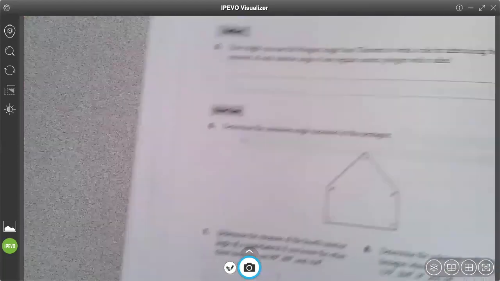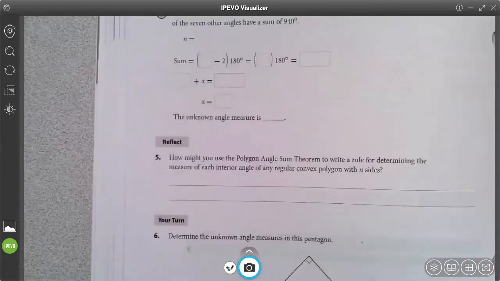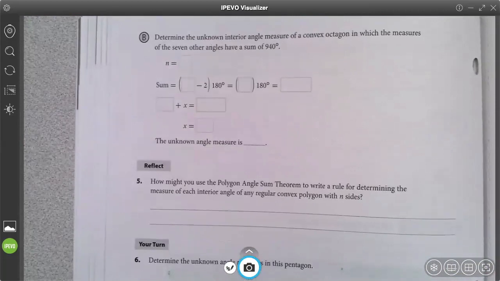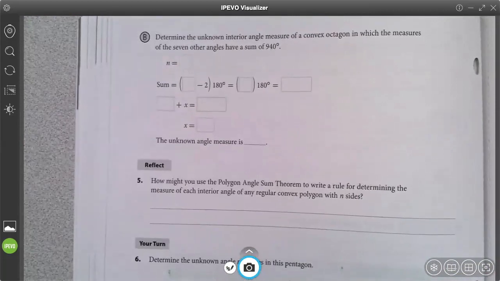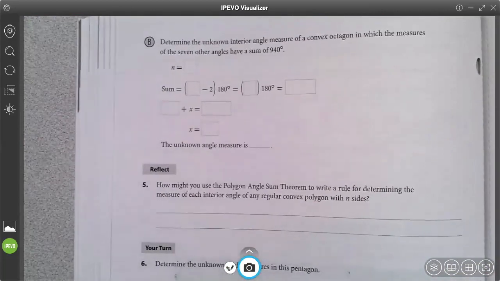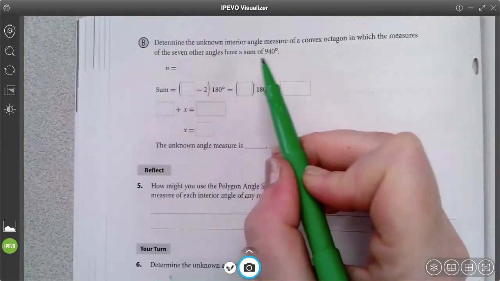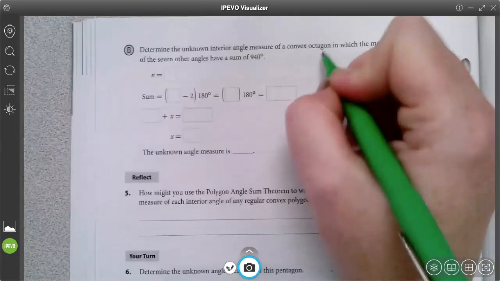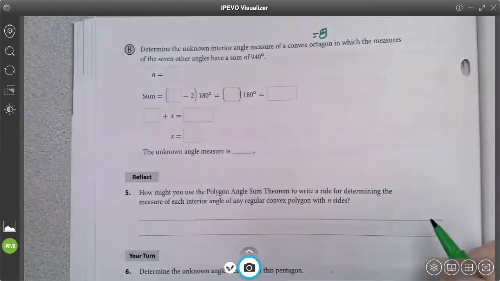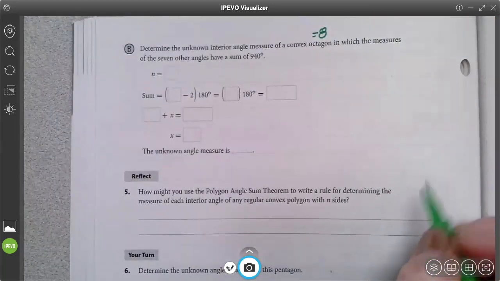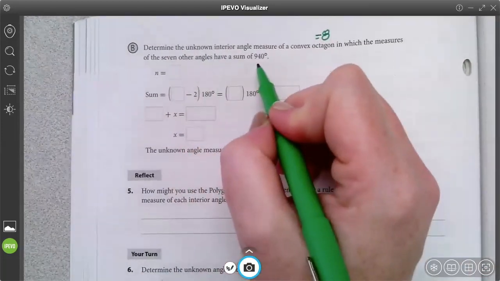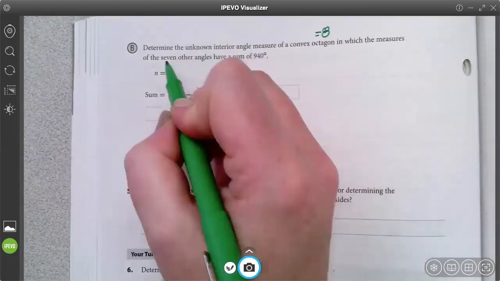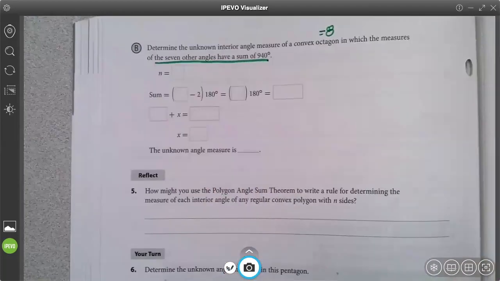On part B, we have the same kind of problem, but we don't have a picture. You don't need a picture for this though. All you need to know is how many sides it has or what the sum already is. It says determine the unknown interior angle measure of a convex octagon, means it has 8 sides, in which the measures of the 7 other angles have a sum of 940. So the 7 other angles we already know.